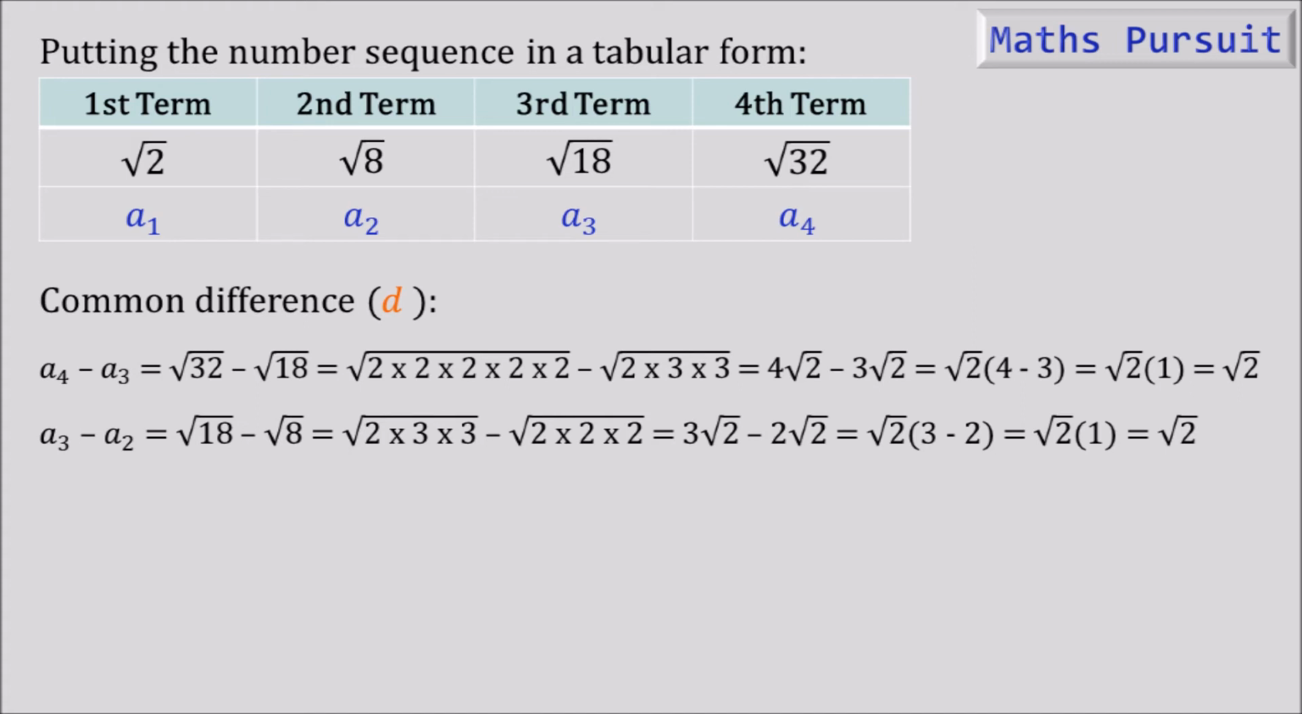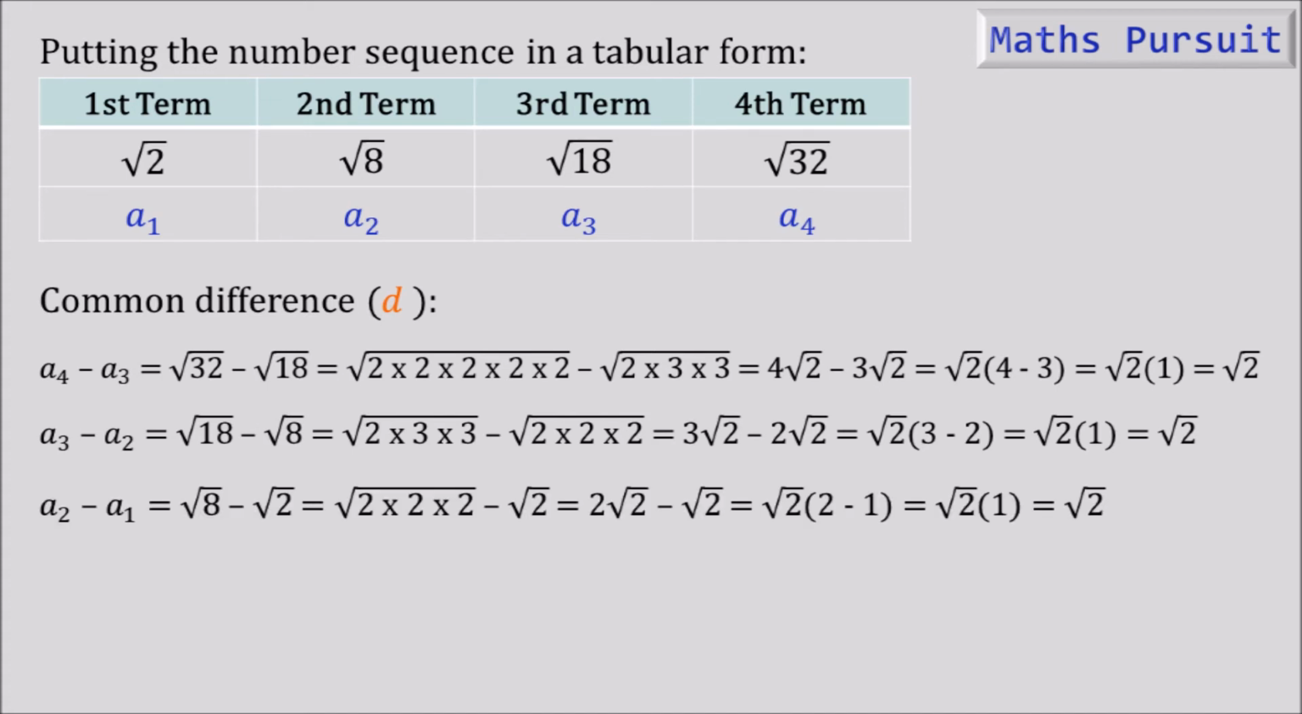Or simply we can say root 3 root 2 minus 2 root 2 is nothing but root 2. Now moving to the difference of the second term and first term, that is A2 minus A1. That is equal to root 8 minus root 2, which is root 2 into 2 into 2 minus root 2. So that is equal to 2 root 2 minus root 2, that is equal to root 2.